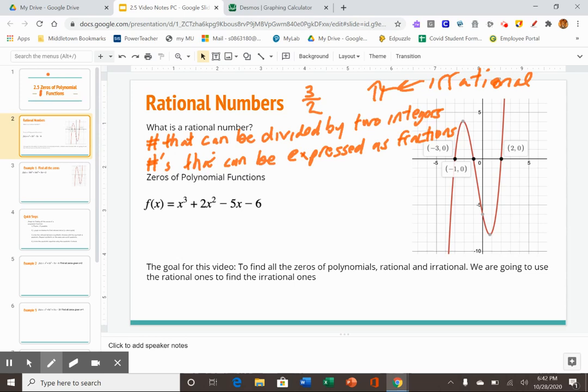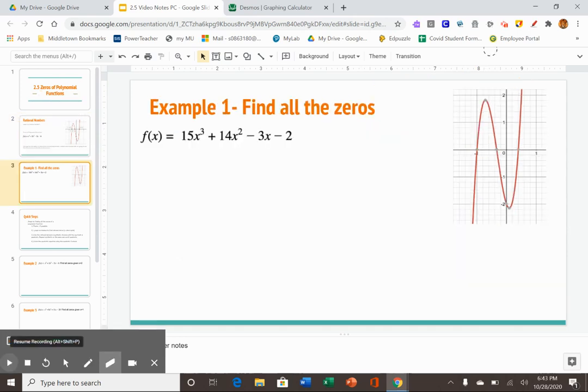So what we're going to do today, the goal for this video is to find all the zeros of polynomials, rational and irrational. And we're actually going to use the rational ones to find the irrational ones. So if you look at the polynomial right here and the graph is on the right, there are three zeros. They're highlighted. X equals -3, -1, and 2. So what we're going to talk about today is what happens when they're not all easy, nice, whole numbers. And we have irrational ones.